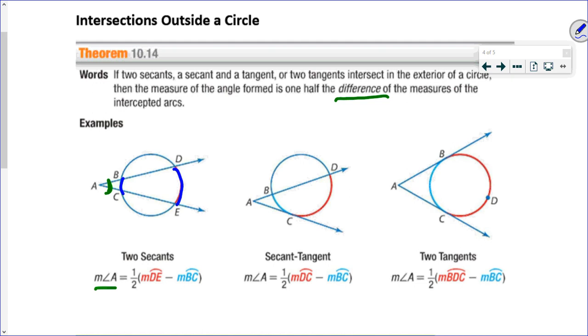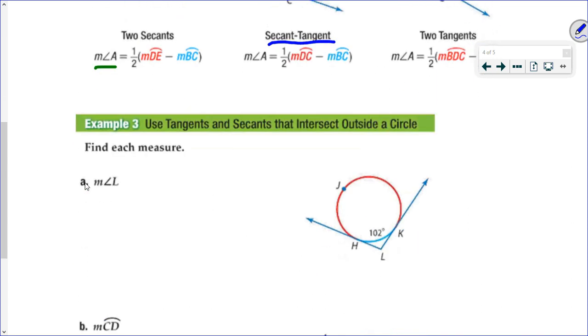Okay, again, even if it's secant and tangent, angle A outside of my circle is 1/2 the difference of the intercepted arcs. So again, DC minus BC. And same thing, even if it's two tangents, it would be 1/2 BDC minus BC. All right. So we're using the difference when they intersect outside of the circle.